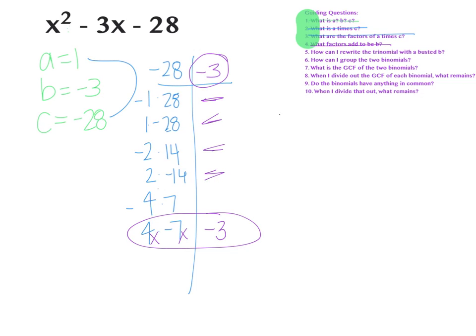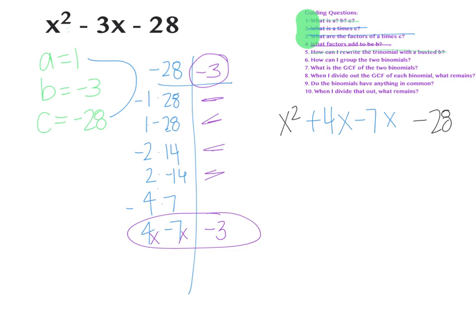So how can I rewrite the trinomial with a busted B? So I'm going to keep the x squared, because I don't bust the A, keep the C, because I don't bust the C, but I'm going to bust the B. So plus 4x minus 7x, and again, is 4x minus 7x negative 3x? It is. So if I were to simplify this, I've not changed the value of the expression. Like I said, you could have negative 7x and plus 4x here.